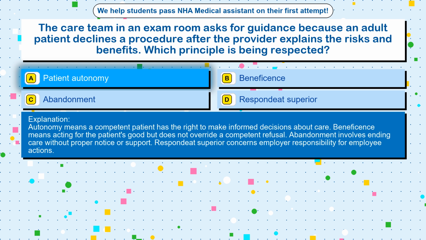Beneficence means acting for the patient's good but does not override a competent refusal. Abandonment involves ending care without proper notice or support. Respondeat superior concerns employer responsibility for employee actions.